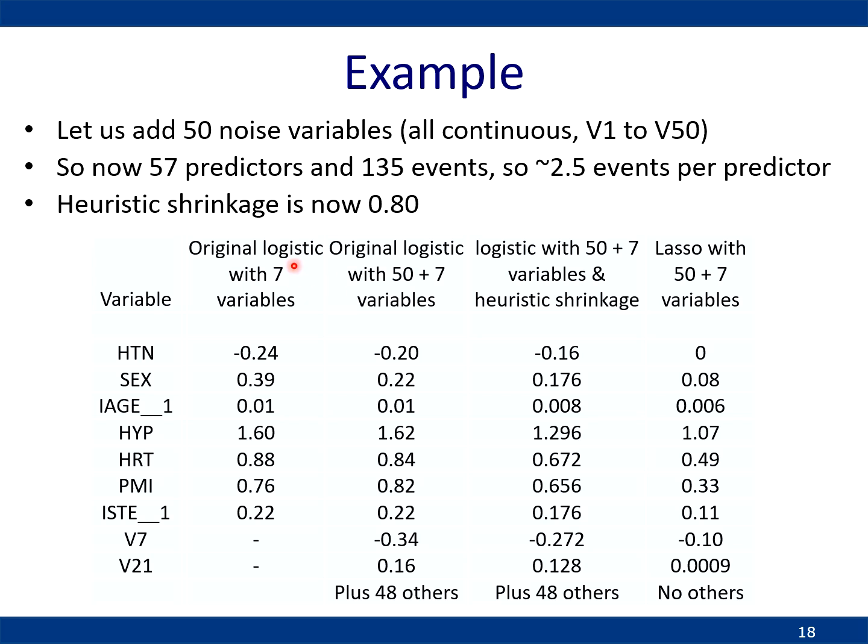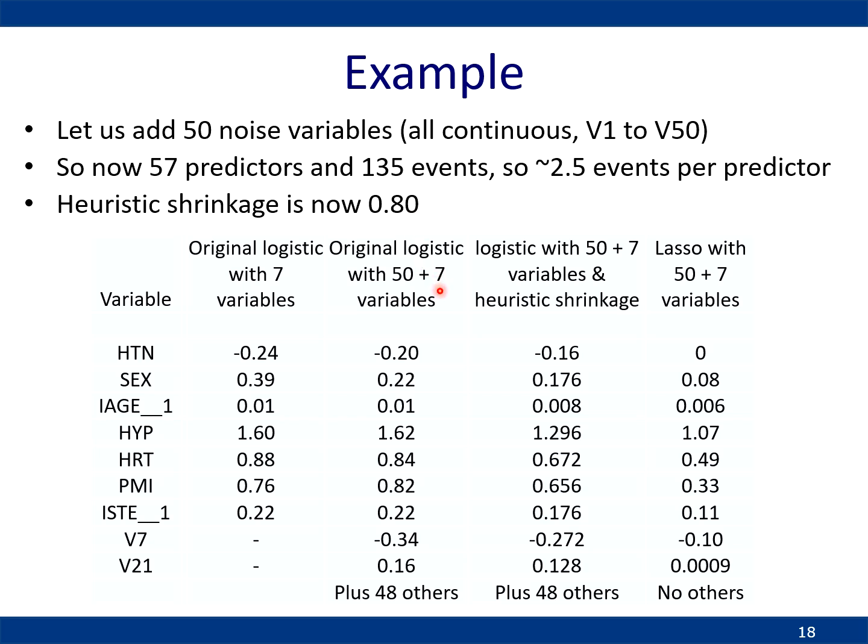So this was my original model, which just had the 7 predictors. Let's now fit my original model predictors, 7 predictors plus the 50 others, and force them all in. If I do that, then my heuristic shrinkage is now 0.8. Okay, so that's quite large overfitting. I start to be a bit worried about the amount of overfitting there.